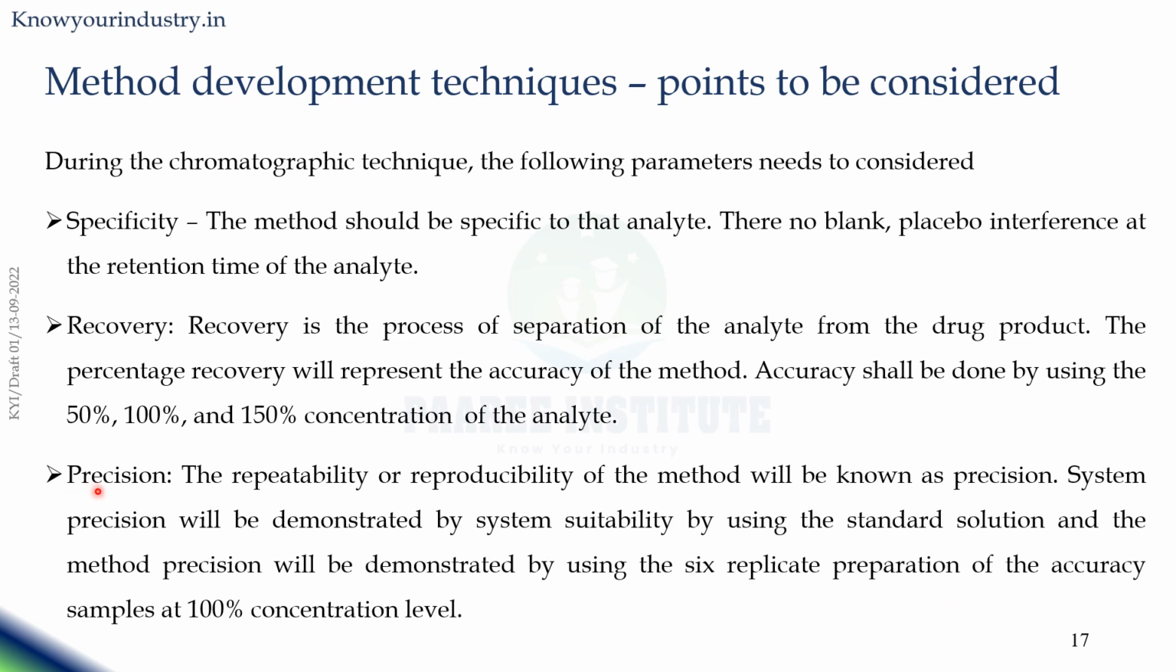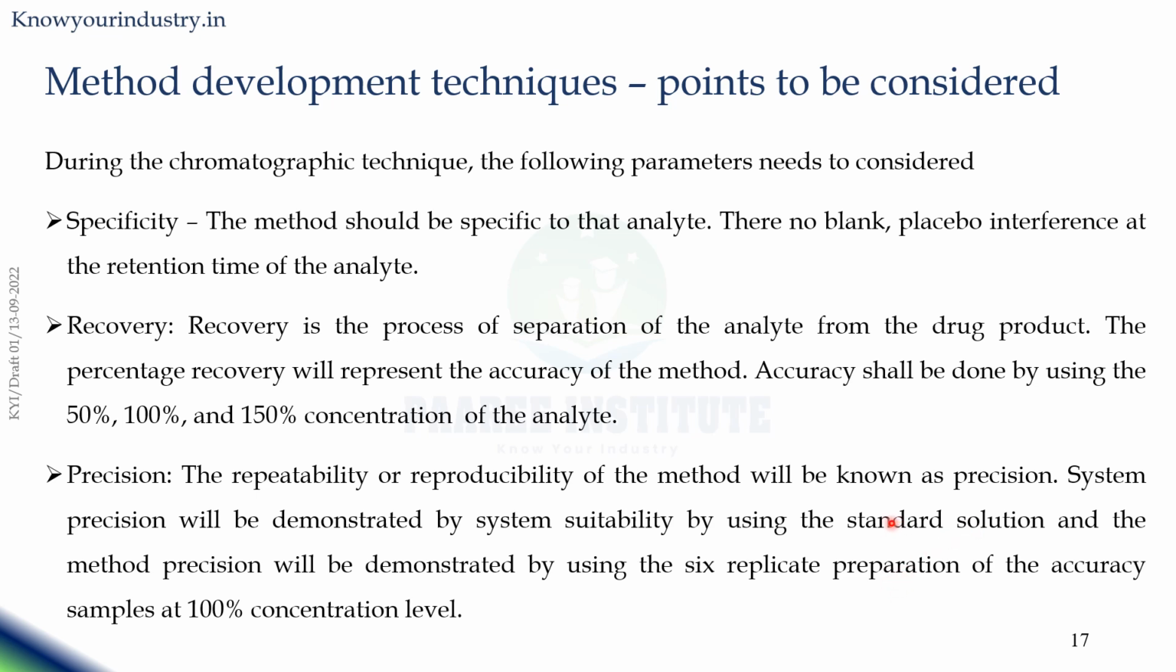Then the third parameter is the precision. It is the repeatability and reproducibility of the method, that is called precision. So you are injecting 50%, 100%, 150% samples 6 times, which means all the 6 times you have to get 50% for the 50 mg samples, 100% for the 100 mg samples, and 150% for the 150 mg samples. And the variation will be minimal so that your precision is very high.